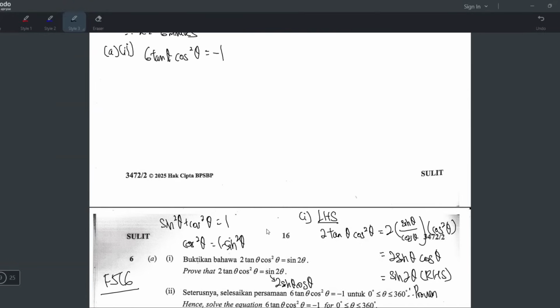Okay, I can see that this is very similar to the A1 because just now when I did the proving, it's 2 tangent theta cos square theta. This one is 6 tangent theta cos square theta. So what I will do is divide by 3, because when I divide by 3, this becomes 2 tangent theta cos square theta, and this becomes -1/3. And why did I do that? Because I know 2 tangent theta cos square theta is actually sine 2 theta. So now it becomes so simple already. So now you can just find your theta by moving the sign over here.